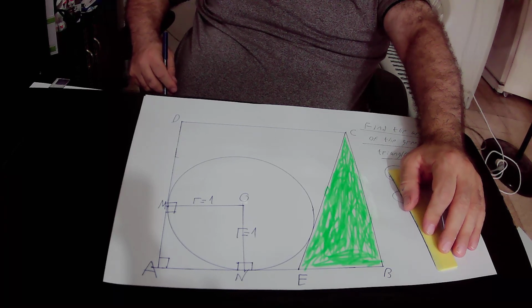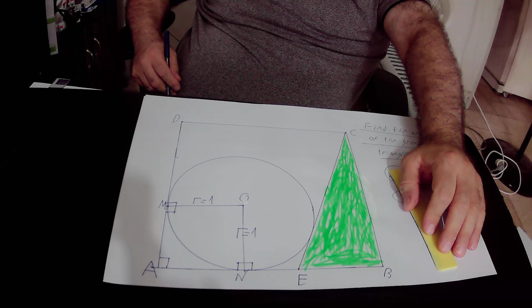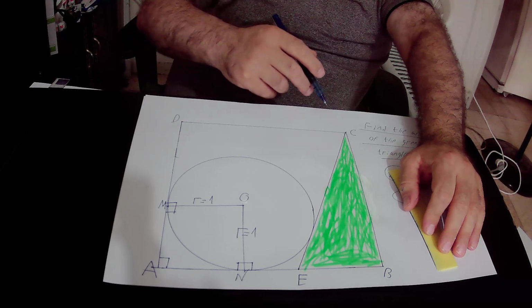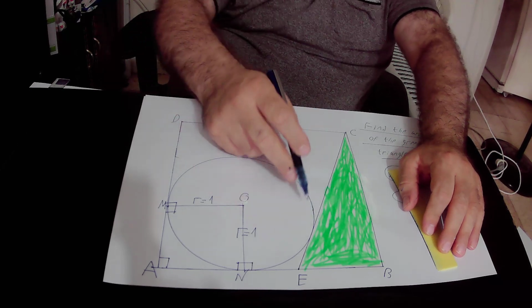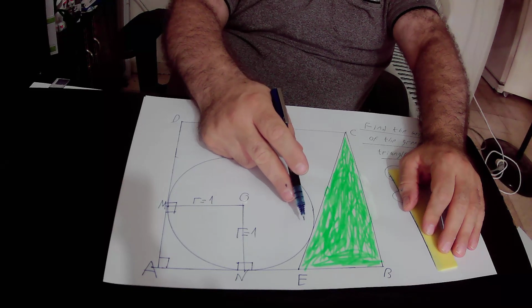We will define the point of tangency of tangent CE with this circle as point K.